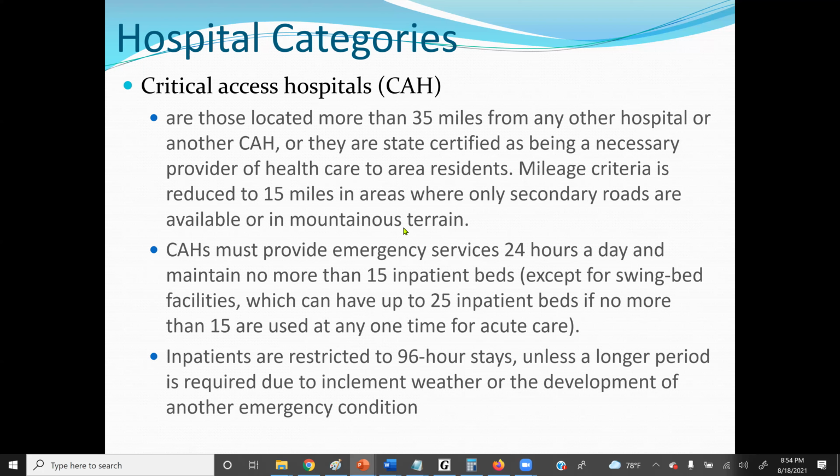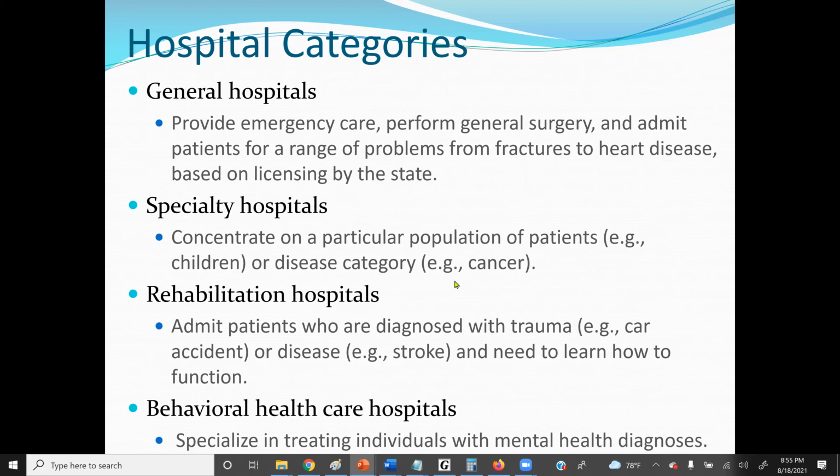unless, again, it's possible that a longer period is required due to a weather situation or the development of another emergency condition in the community. We also have general hospitals. Normally, general hospitals provide emergency care, perform general surgery, admit patients for a range of problems, from fractures to heart disease, based on the licensing by the state.